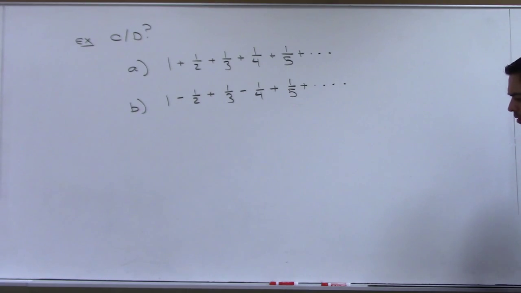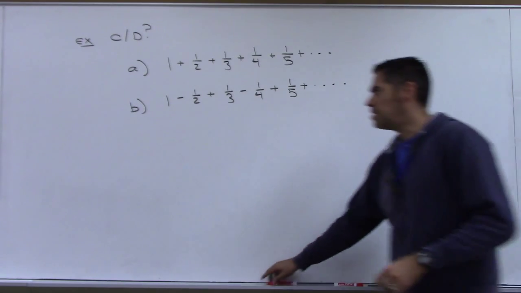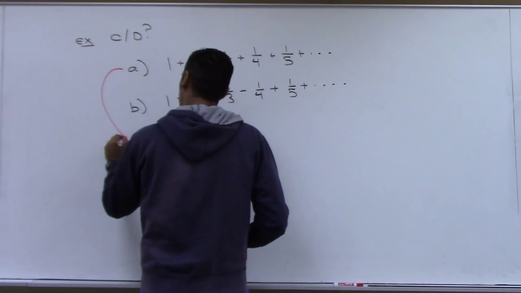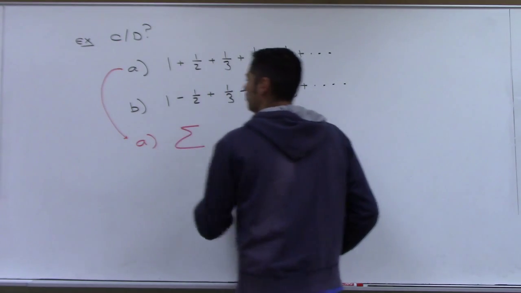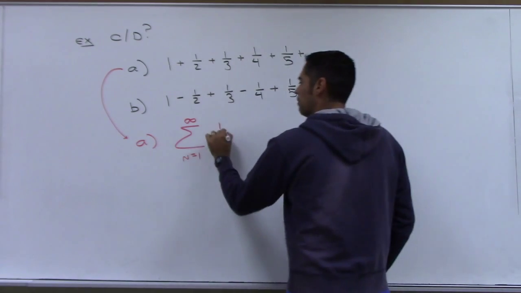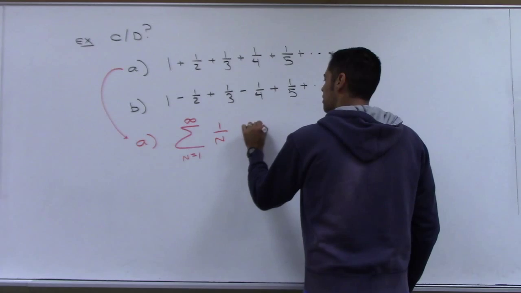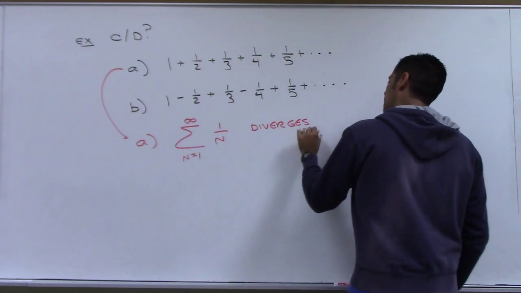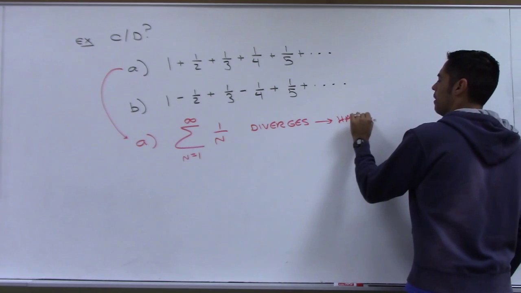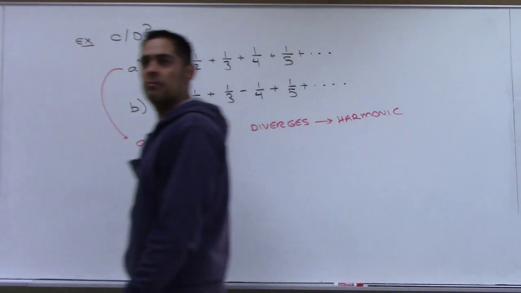So let's do part A first. What's the sigma notation for part A? Sum n equals 1 to infinity of 1 over n. What does that do? Diverges because it's harmonic, right? Or p series with p being 1. Diverges because it's harmonic. Done, right? We're done.